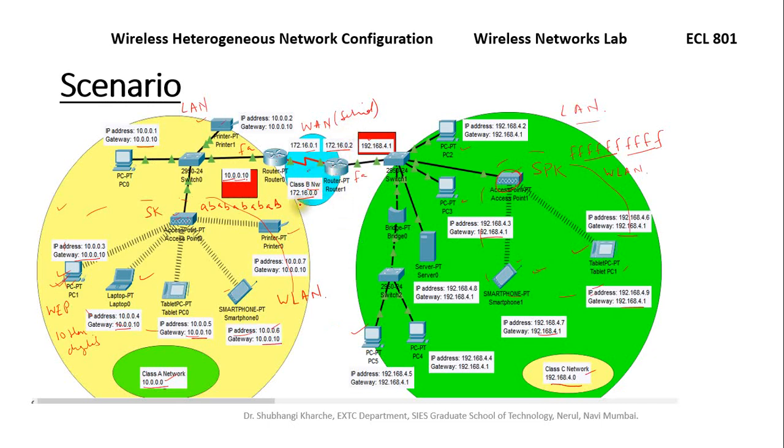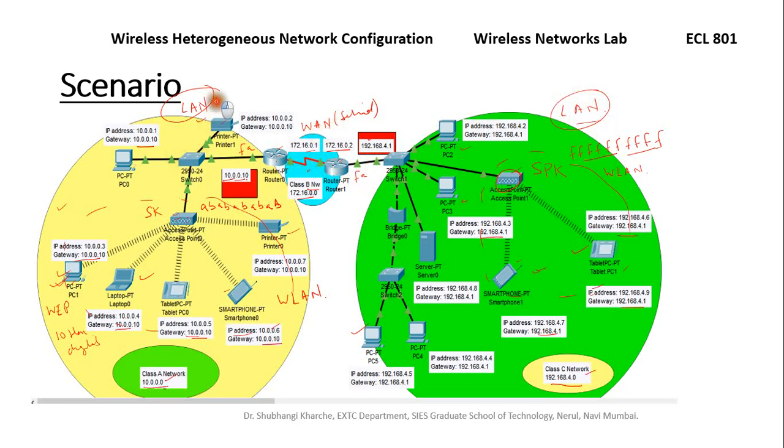For performing the practical, we are going to consider this scenario wherein you can see a router and a second router. These two routers are connected with the help of a WAN link or serial link. The left hand side of router 0 is a local area network. The right hand side of router 1 is again a local area network, and the network between the two routers is a serial network, that is a wide area network.